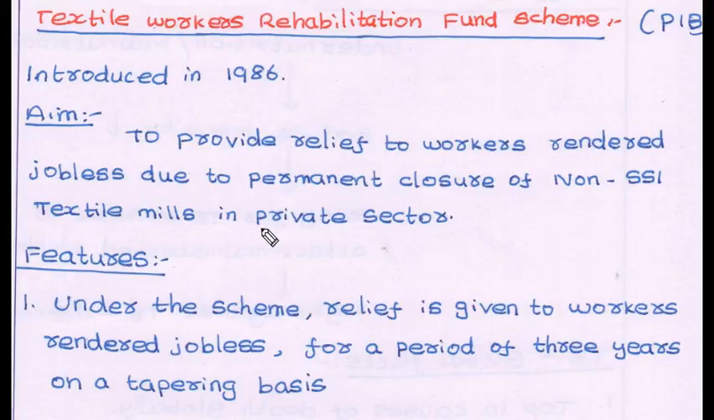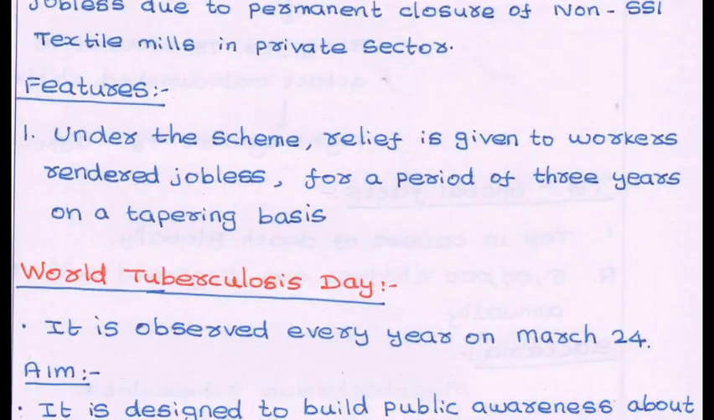So the scheme is applicable to the private sector where the non-SSI textile mill is permanently closed, which means the workers will become jobless, and for them relief should be provided. For that, Textile Workers Rehabilitation Fund Scheme was launched by Government of India in the year 1986.